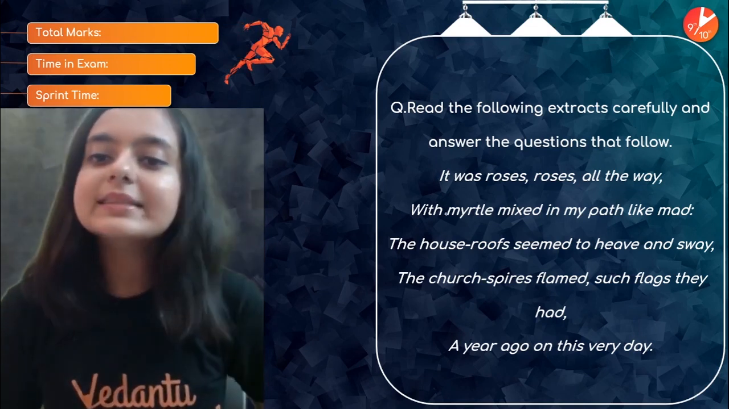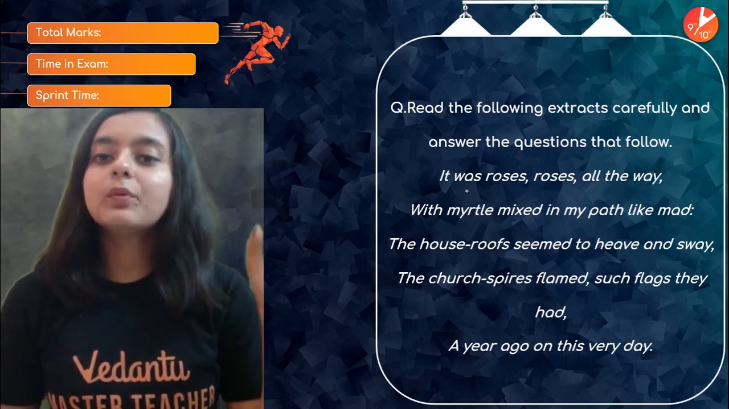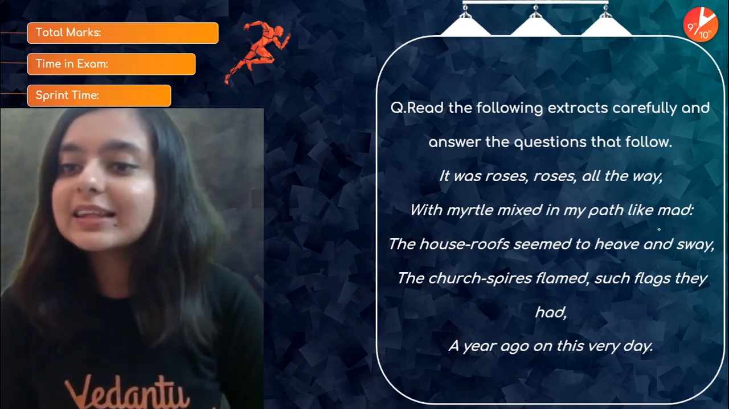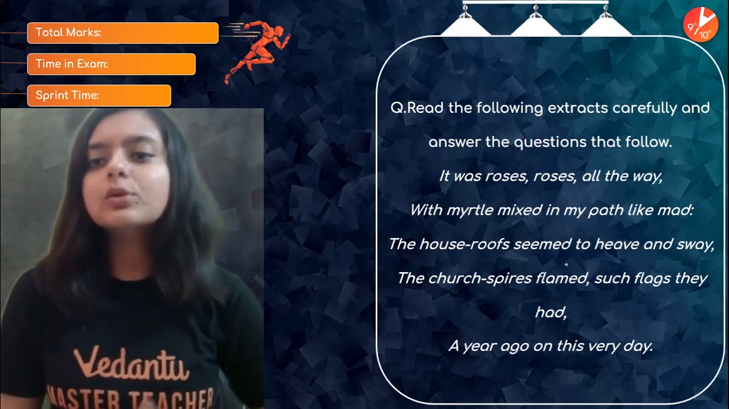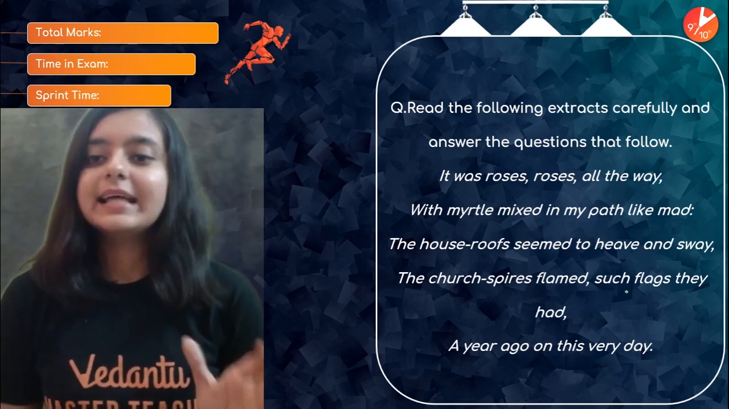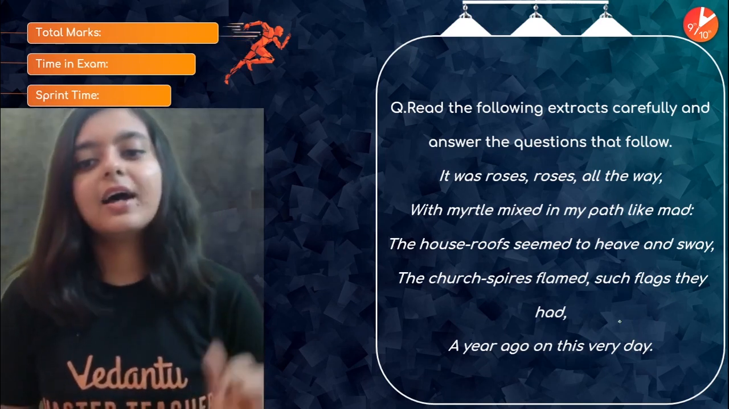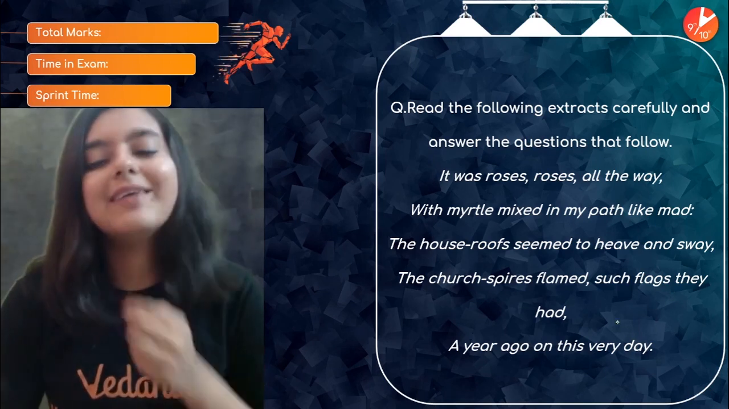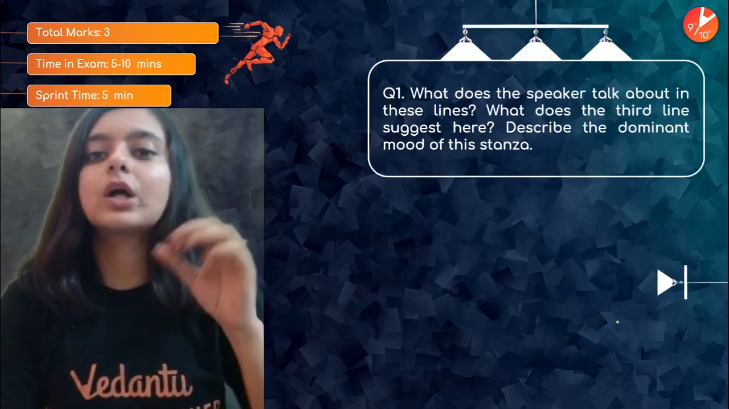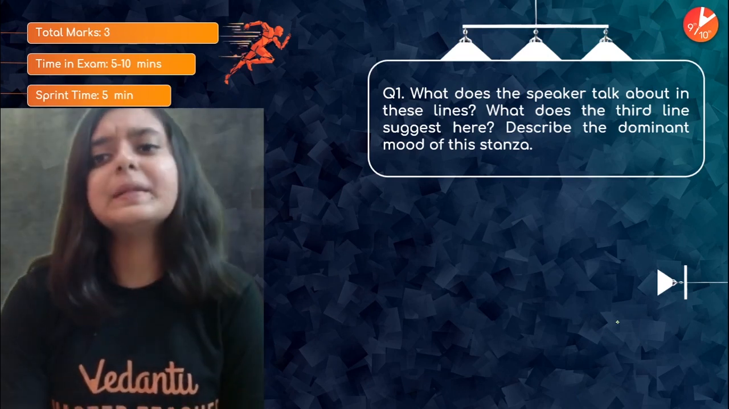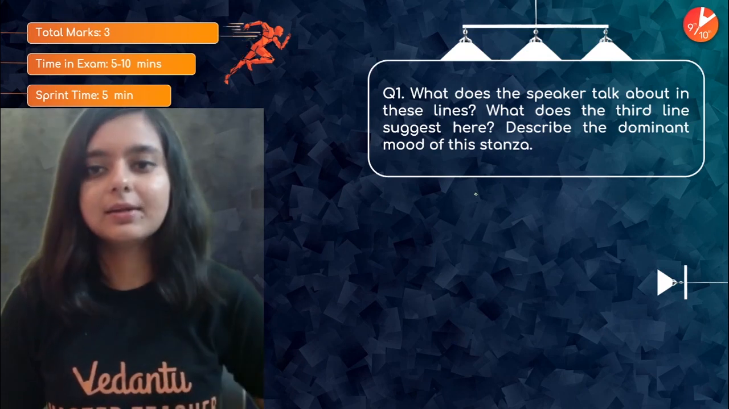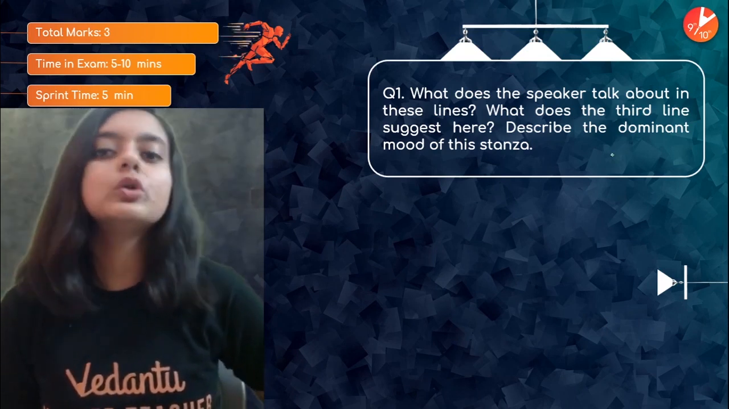This is the very first stanza with which we are going to begin. "It was roses, roses all the way, with myrtle mixed in my path like mad. The house roof seemed to heave and sway, the church spires flamed, such flags they had a year ago on this very day." Let us have a look at the very first question. What does the speaker talk about in these lines? What does the third line suggest here? Describe the dominant mood of this stanza.